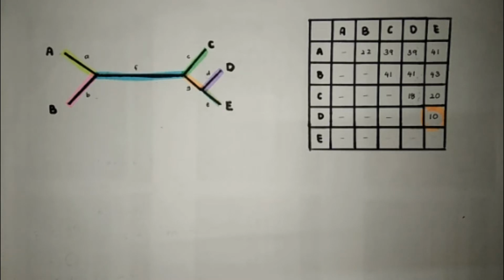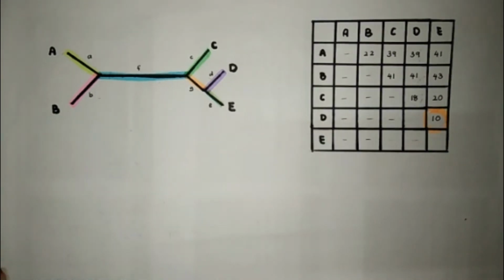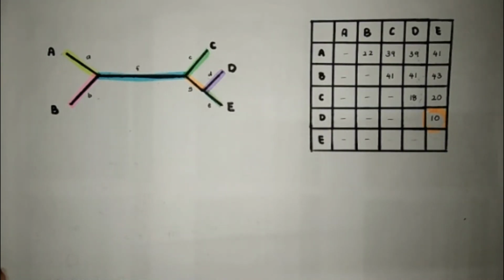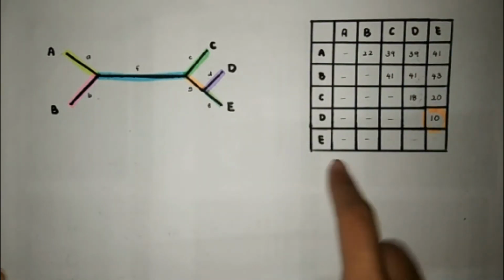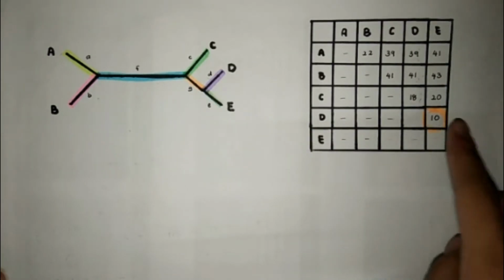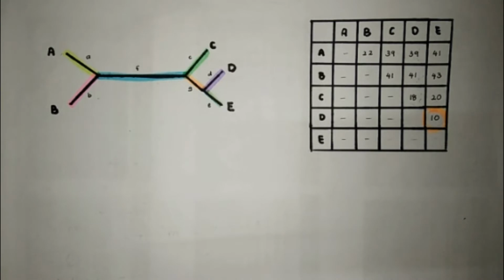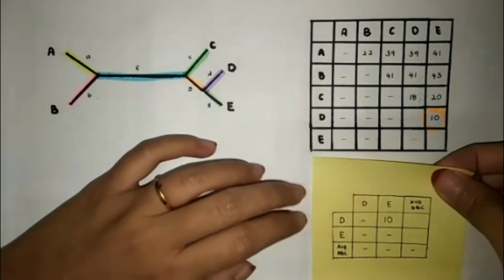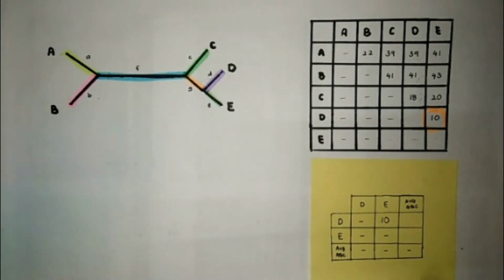Now we will try to find the distance or the branch length of this tree by using the Fitch and Margoliash algorithm. So first, we must locate the most closely related sequences from this distance table. And from this, we can see that D and E are the most closely related sequences, with a distance of 10. Next, we create a new table by combining the remaining sequences like this.